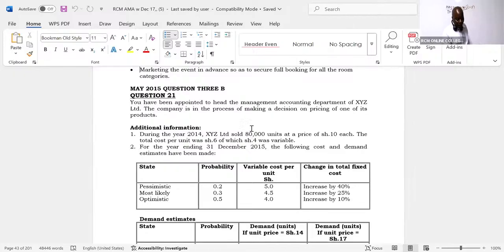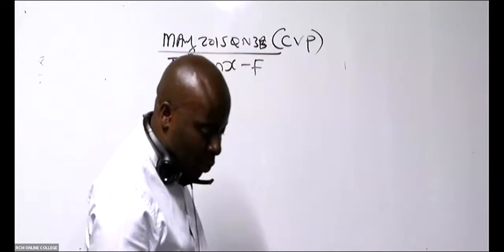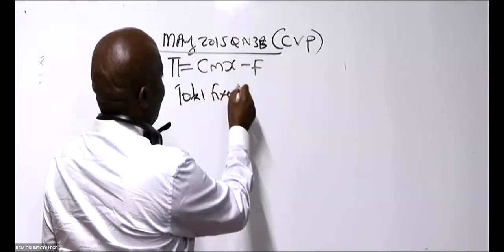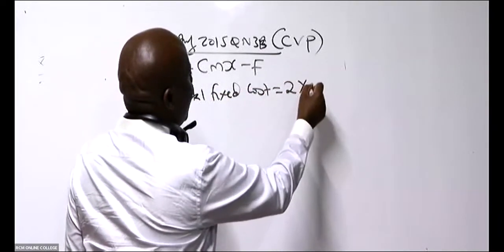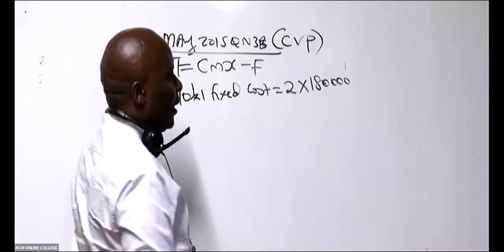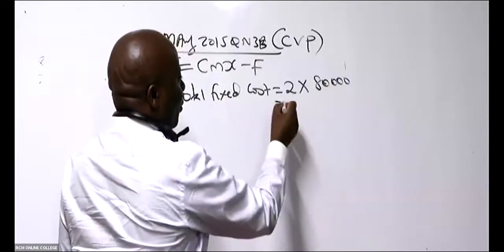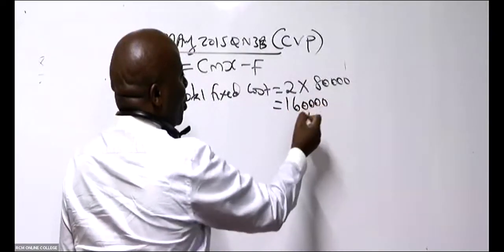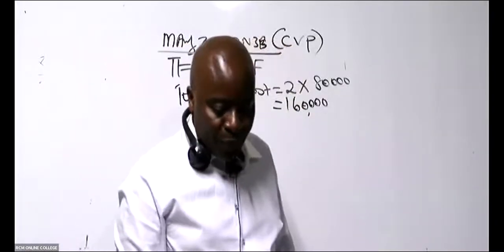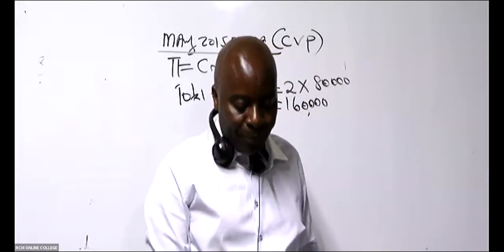So I will very comfortably say that my total fixed cost is 2 times the current output level. Is it 180 or 80? 80,000. So this gives us the total fixed cost of 160,000. This is the current fixed cost, which will be used in our question as we continue. Great, so at least we have a mark. We are reasoning like heads of departments now.